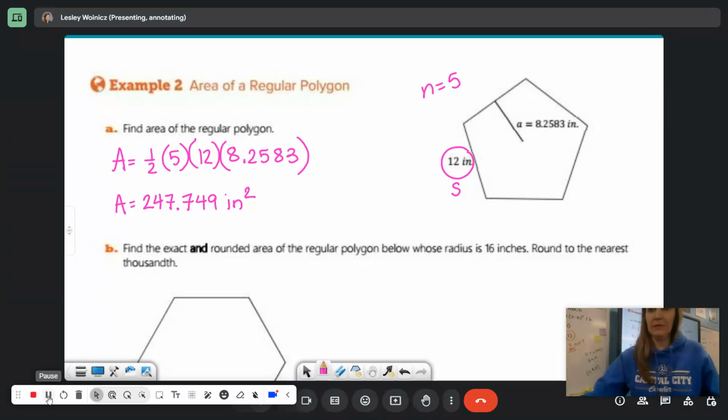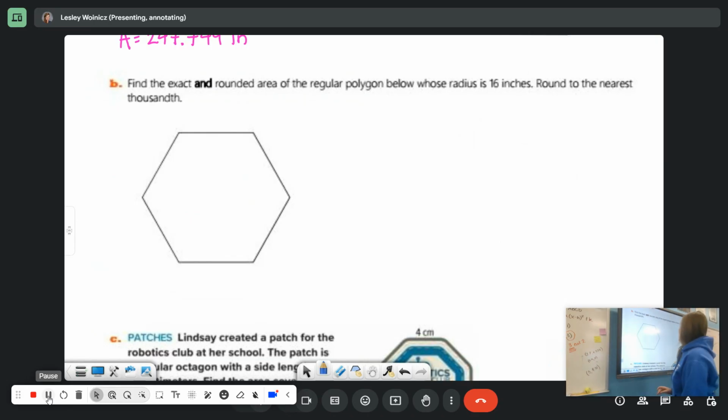Okay, so that one was nice because they gave us the apothem, they gave us the side length. All we had to do was count the sides and plug everything in. Sometimes we've got to do a lot more investigating to get our side length and apothem. We'll do that next. Okay, for this one, we are finding the exact and rounded area of this regular polygon. So I need the number of sides, I need the apothem, and I need how long the sides are, and then I can plug everything in. So I already know that I have 6 sides, that's my N.